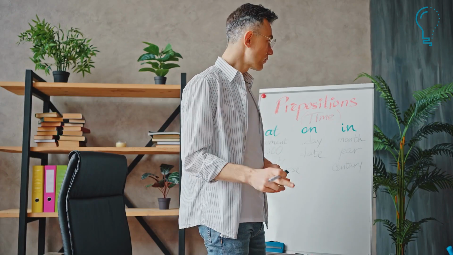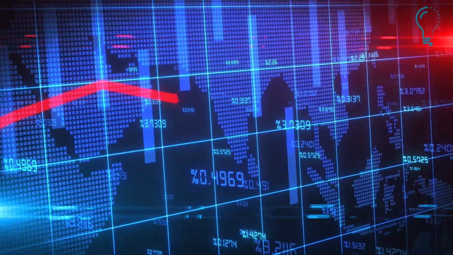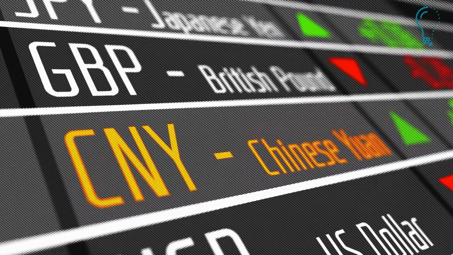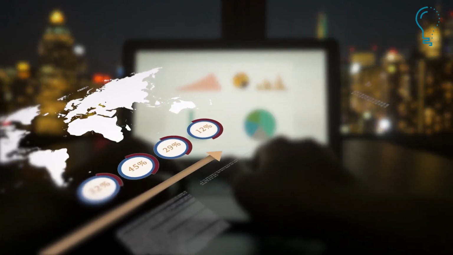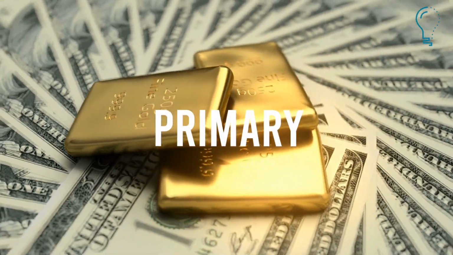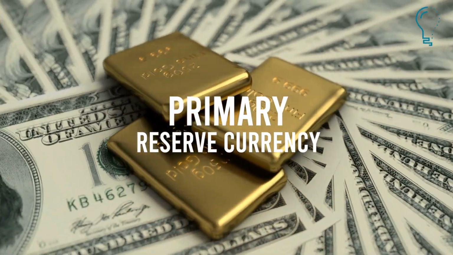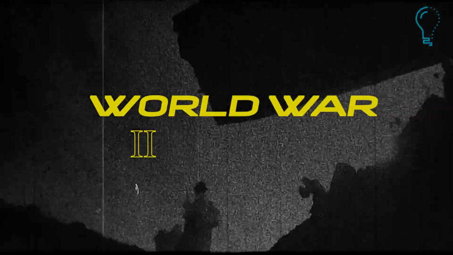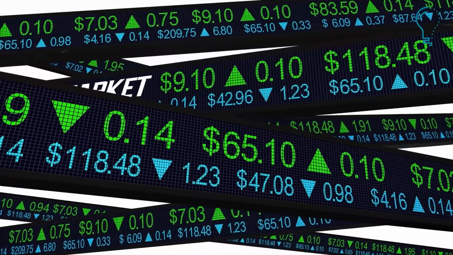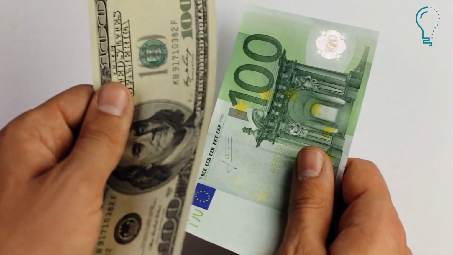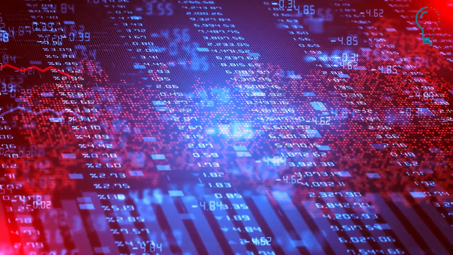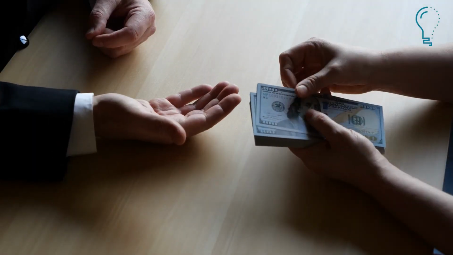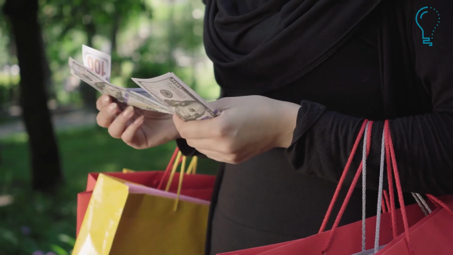For example, if the Federal Reserve decides to lower interest rates, it can make the dollar less valuable relative to other currencies, which can make US exports more competitive and stimulate economic growth. The dollar's status as the world's primary reserve currency is rooted in its use as a medium of exchange and store of value. In the years after World War II, the US emerged as the world's leading economy, and the dollar became the currency of choice for international trade and investment. Countries around the world began to hold dollars as a reserve asset, which meant that they could use it to settle international debts and purchase goods and services.